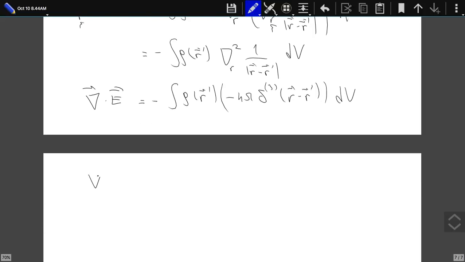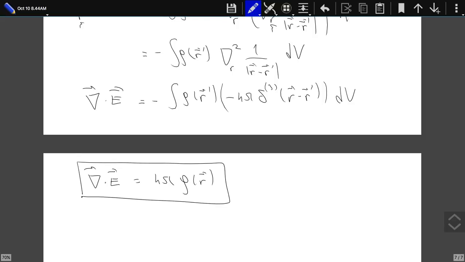Now we know the properties of the Dirac delta. If you take the integral of the Dirac delta, the only thing we have to do is, wherever you see an r prime, just put an r. That is what the Dirac delta tells me, since it's multiplied with a function. So it's just rho of r. So this is the divergence of the electric field. Now we also know the divergence of the electric field. Before, we already calculated the curl of the electric field, now we have the divergence of the electric field.